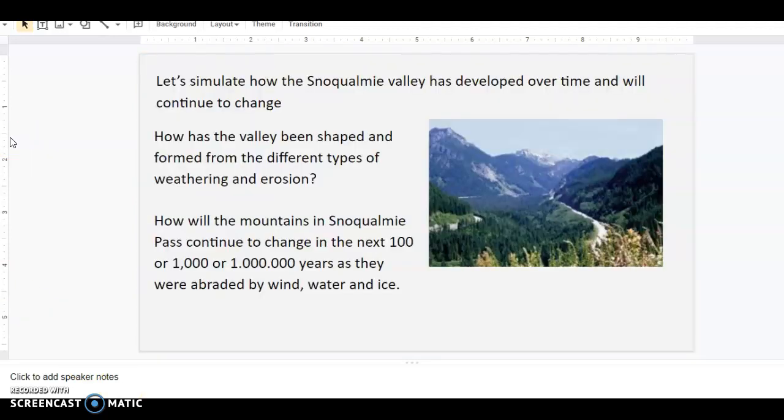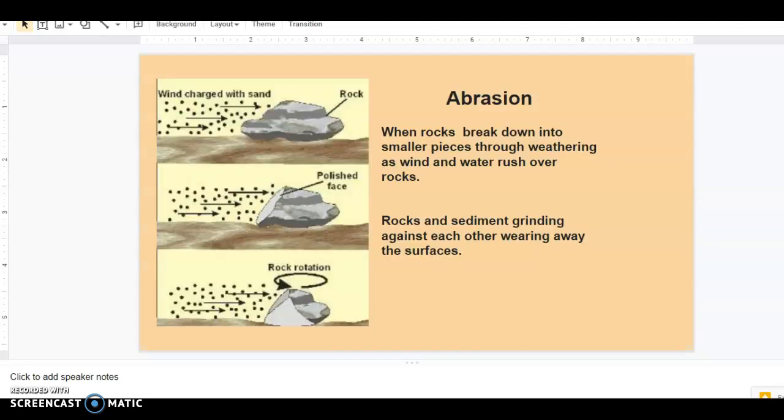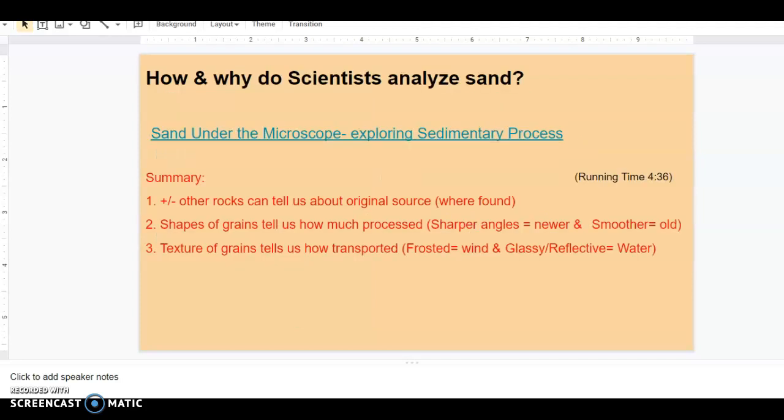The Snoqualmie Valley has been developed by different types of weathering and erosion. So we're going to look specifically at abrasion. What is happening as these rocks are being broken down? This slide talks about different types of abrasion: the breaking down of the rocks due to the wind, and then the tumbling, the movement of the rocks.